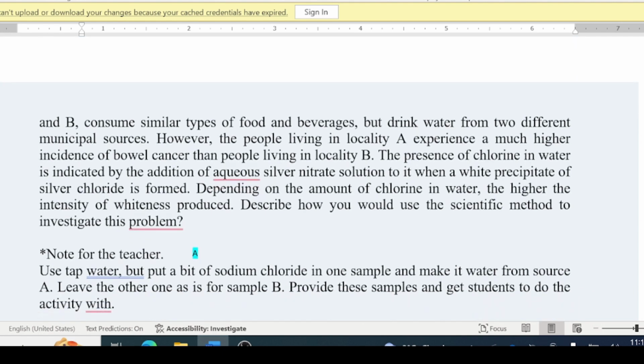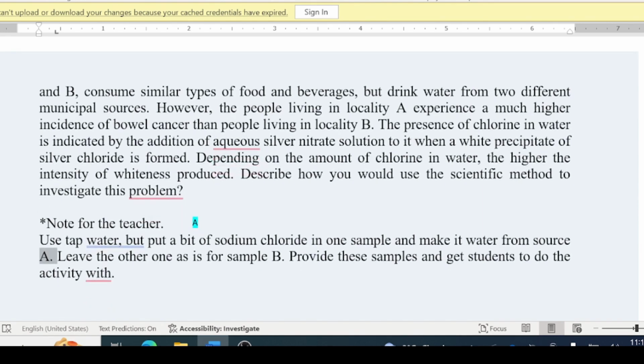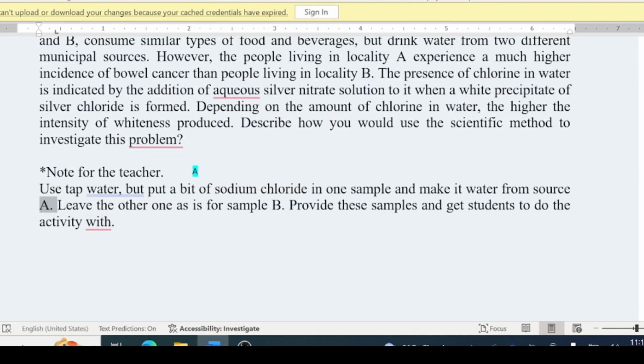See what I do sometimes. So I get two samples. I say, look, this is from municipality A, that's from municipality B. And I put a little bit of sodium chloride inside the water from sample A. You got to get a more positive test. Then I'll ask them to go about investigating this problem. They will look at the problem, they'll state the problem, they'll make a hypothesis, right? Then they will have to tell me what materials they'll use, beakers, silver nitrate, whatever they think they have to use. Then they'll give me an overview of what they're going to do.